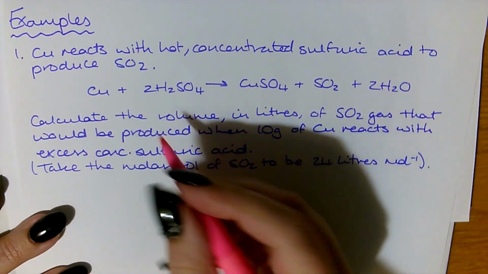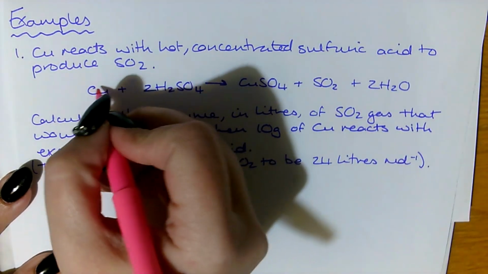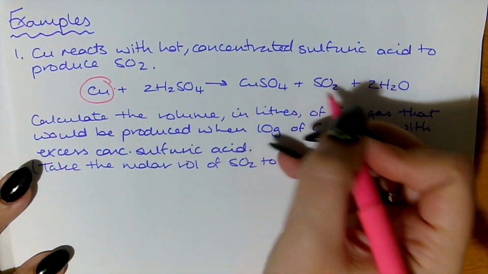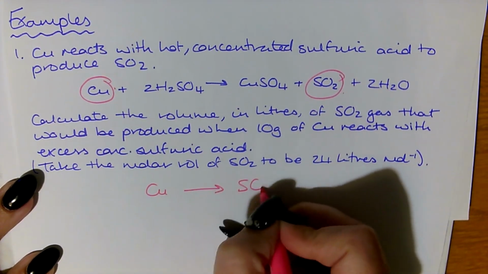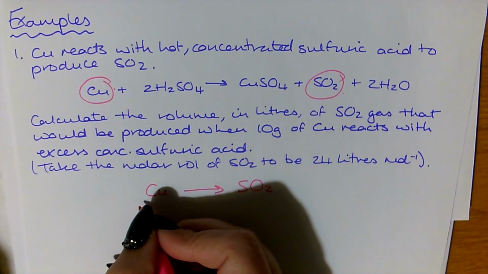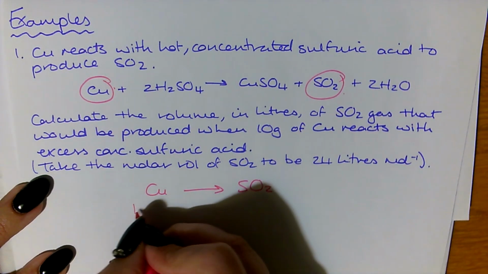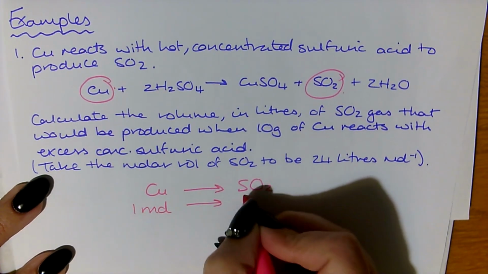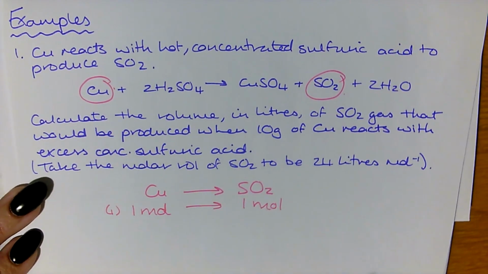So the first thing to do is, in this balanced equation, highlight the 2 chemicals that you're interested in. So we're looking at copper and we're looking at sulfur dioxide, and I'm just going to read out these down here. Now step 1 was your ideal mole ratio. In this balanced equation we have 1 mole of each, so it's a 1 mole to 1 mole ratio. That would be step 1.